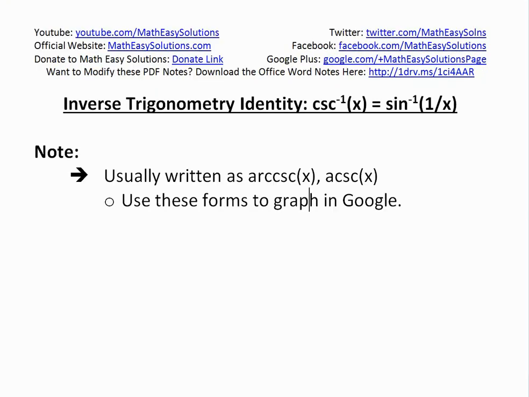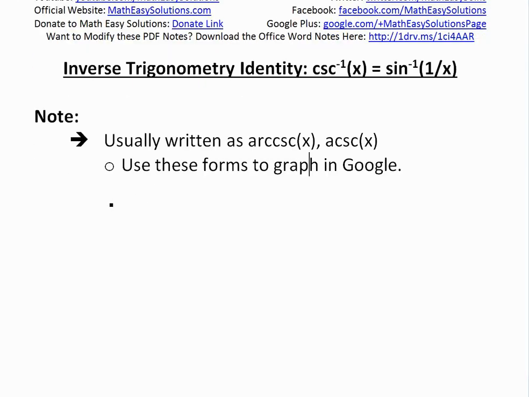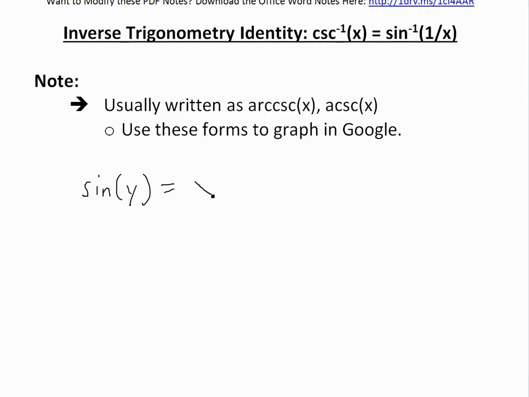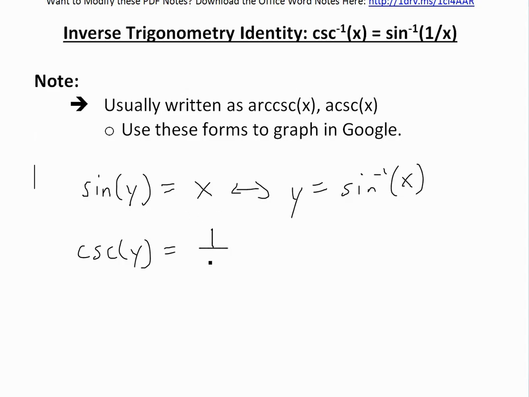So now the proof of this is pretty straightforward. We could just use our definition of inverse functions. Let's start with the sine. We'll write sine y equals x. So then by definition, the inverse is solving for y in terms of x, and that's going to be y equals inverse sine of x. Now if we start off with cosecant, cosecant of y equals, by definition, 1 divided by sine of y.